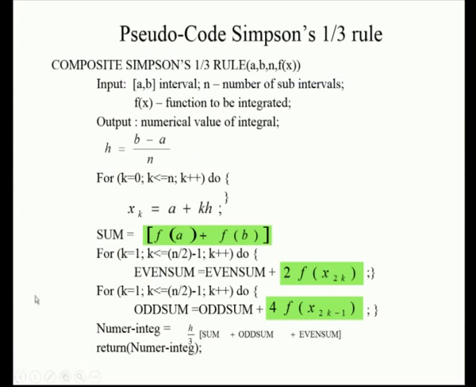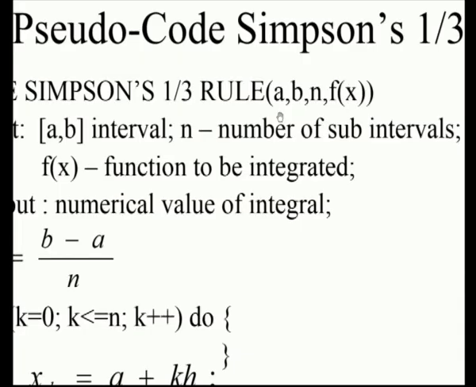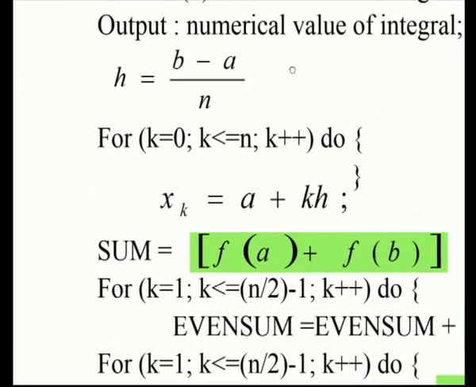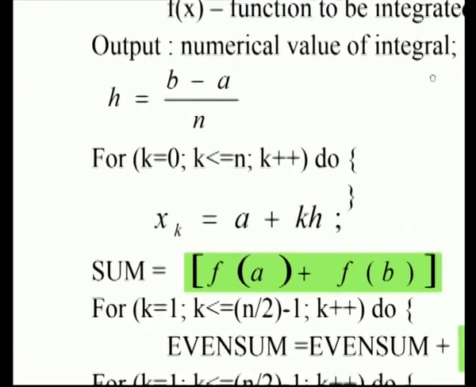Let us see the pseudocode of the Simpson's 1/3 rule; in fact we are going to discuss the method, the algorithm, for the composite Simpson's 1/3 rule. What are the inputs for this? The input is the interval AB and n, the number of subintervals to be used, and in this case n should be even. For Simpson's 1/3 rule, the condition is that the number of subintervals you use should be even, f is the function to be integrated, and the output is the numerical value of the integral.